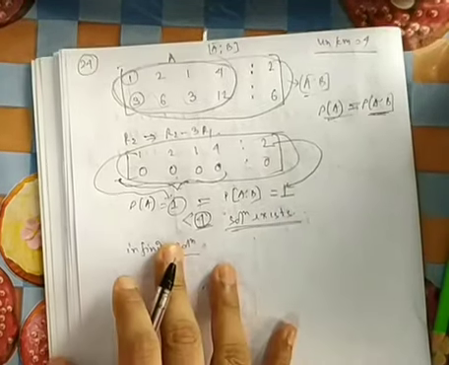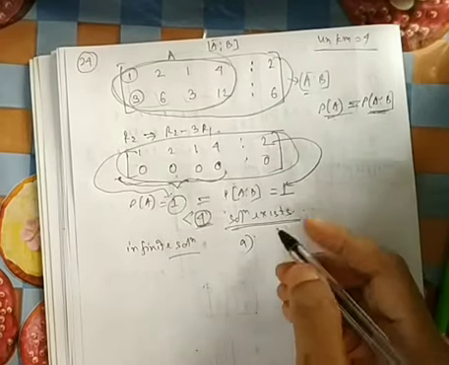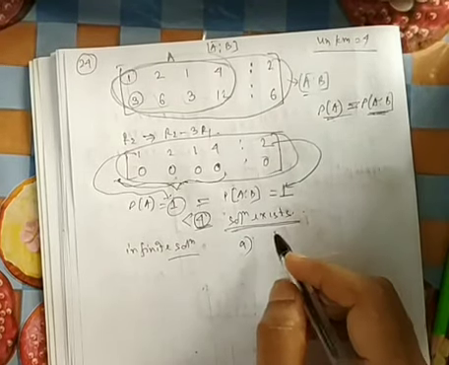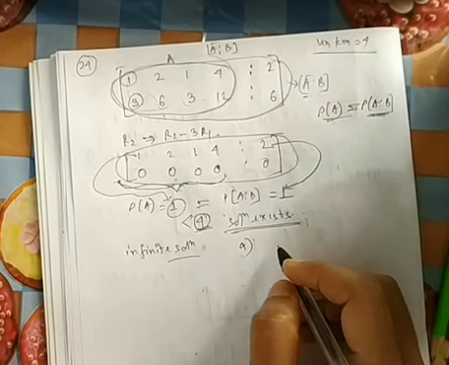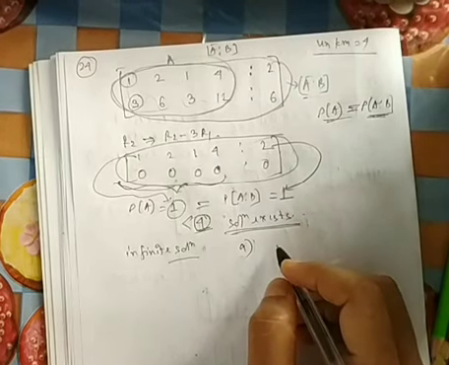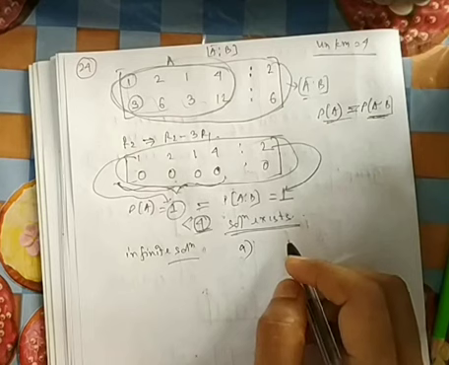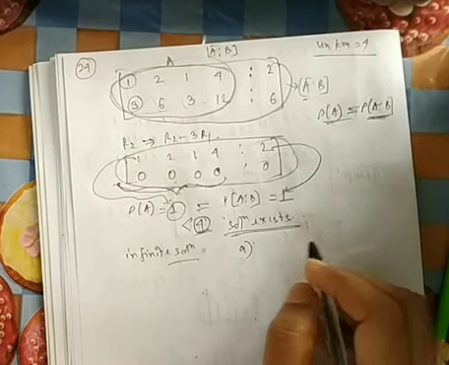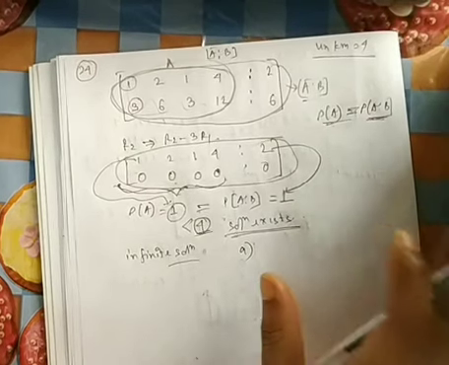So if you check the answer, option A is given only the trivial solution. Trivial solution means all 0. So it will not satisfy. All 0 is only for homogeneous equations; all 0 always satisfies. But it depends whether it will be only trivial or non-trivial in case of homogeneous.